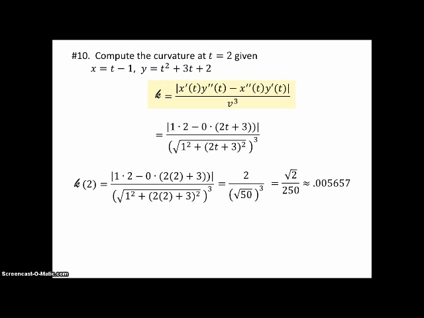Now notice that the graph of this is a parabola, and so the only part where it's curvy at all would be near the vertex. And then as you go on up the parabola, it gets straighter and straighter, but never completely straight, never a straight line. And so the curvature is never going to be 0, but it's going to get very, very small as you follow the parabola.